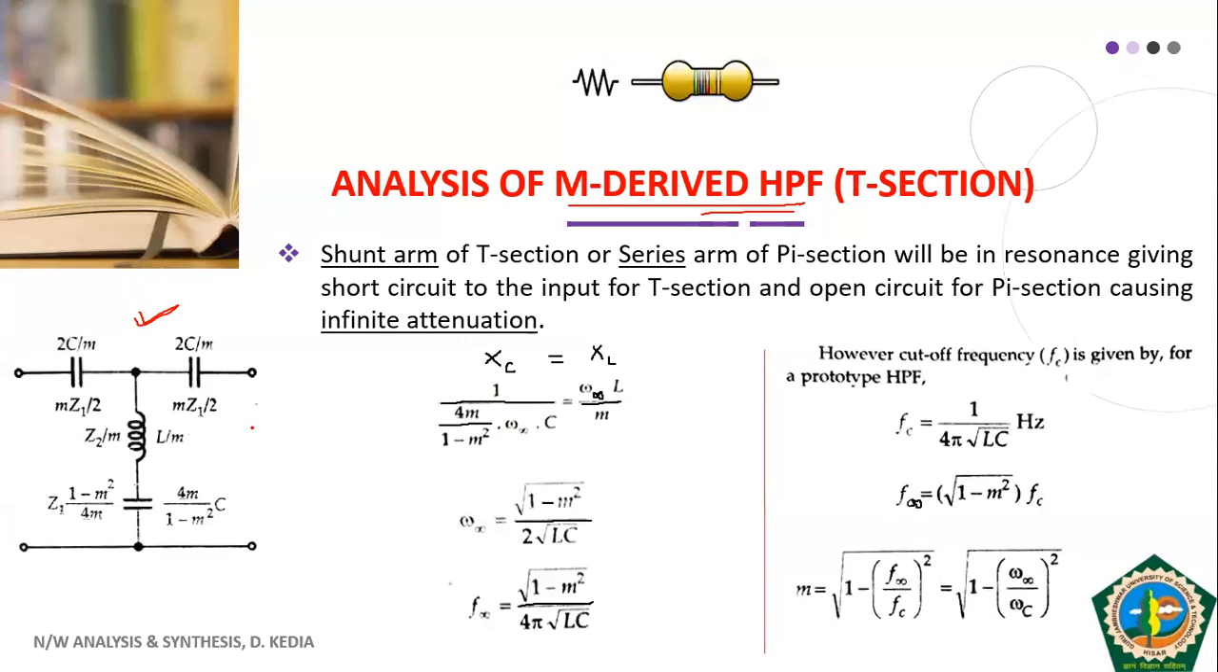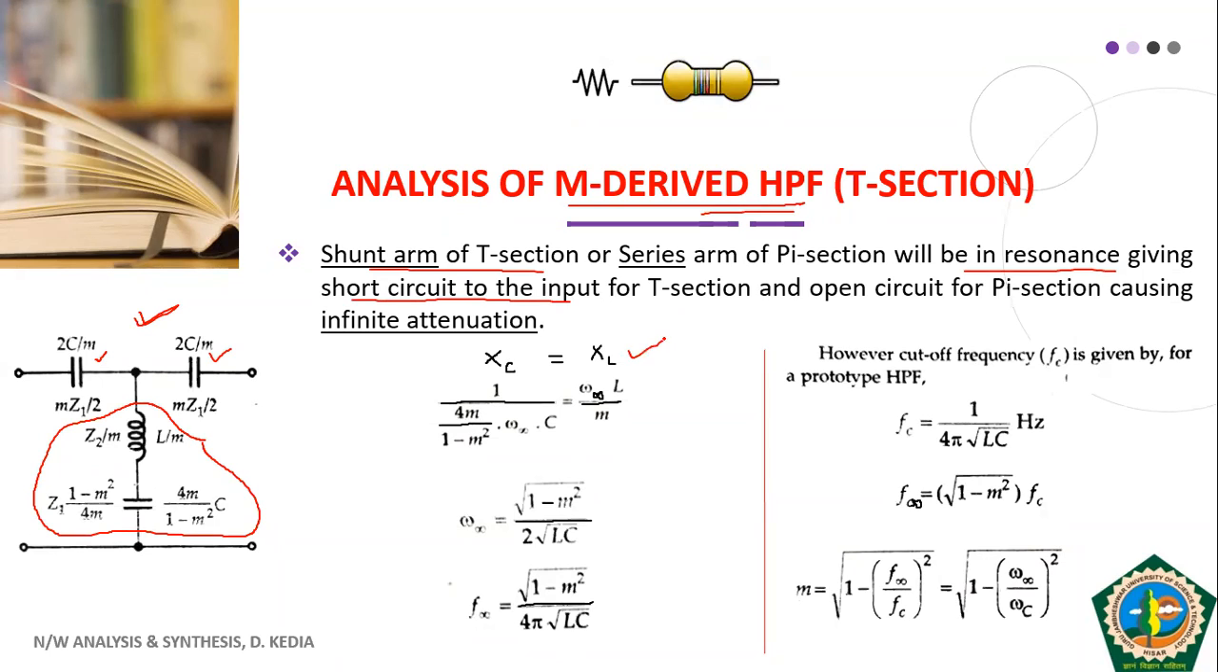Fine. So in case of high pass filter, in the series arm we have capacitor, whereas in case of low pass filter T section we had inductors here. So again same kind of thing will apply. This is our shunt arm, and in the shunt arm we have L and C in series. This shunt arm of T section will be in resonance, and it will provide short circuit to the input. The same kind of analysis as we have seen in the low pass filter.